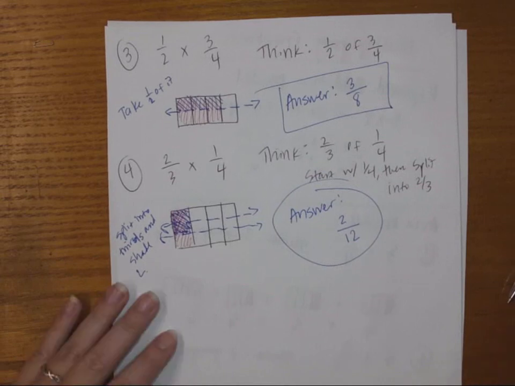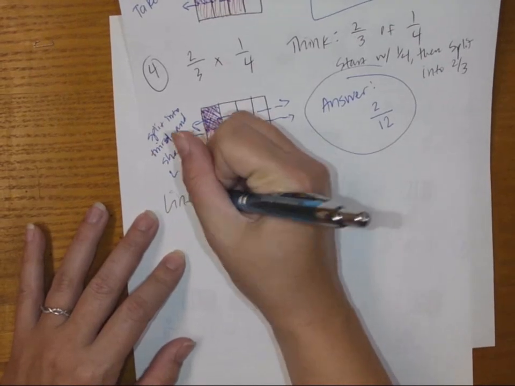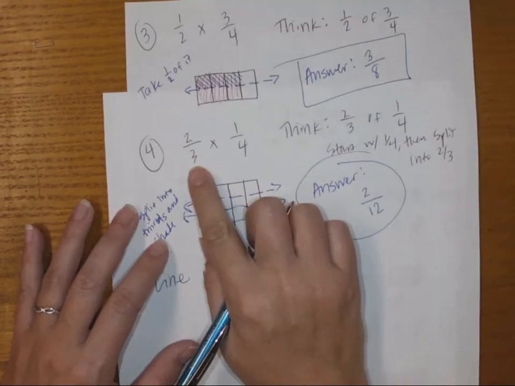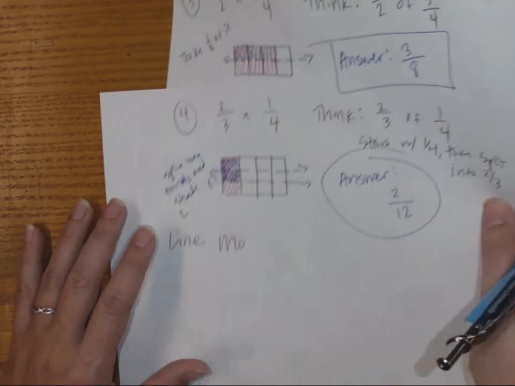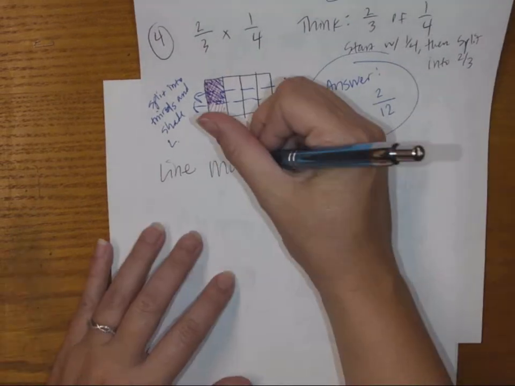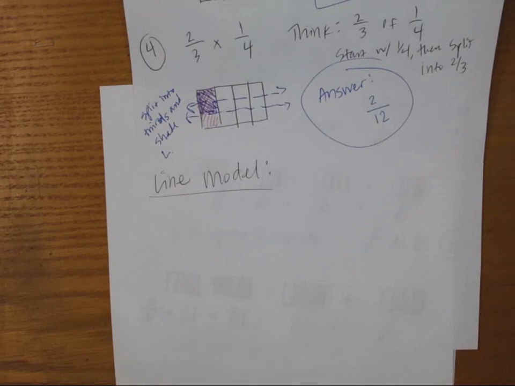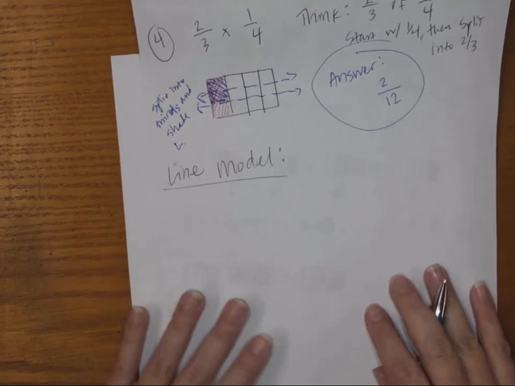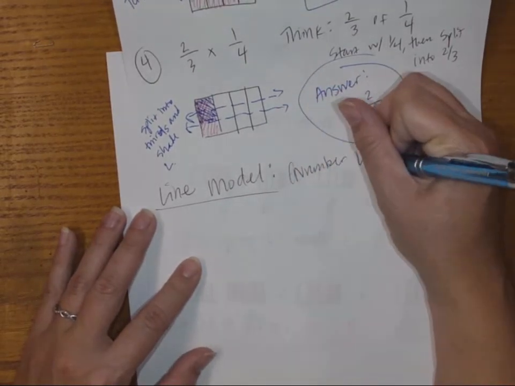Let's move on and show the line model, multiplying fractions. So we're still doing a repeated addition here. We're still thinking 2/3 of a group of 1/4, or 2 groups of 1/4, however, whatever your problem is. So now let's go over the line model using repeated addition again. For the line model, I'm doing the same thing, it's just I'm showing it on a number line.